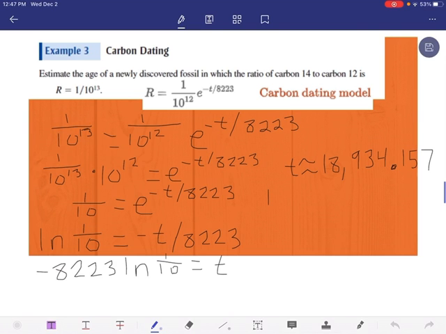And we're going to go ahead and round to the nearest whole year. So we would say that this is 18,934 years old. And that would be our final answer.